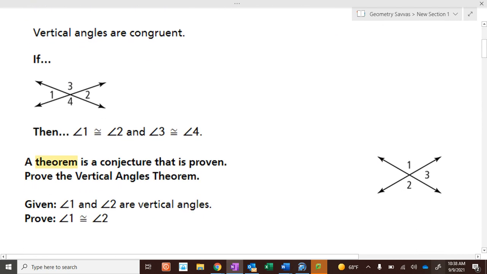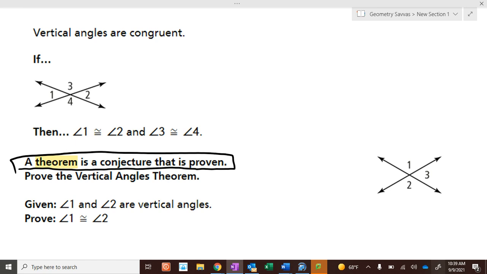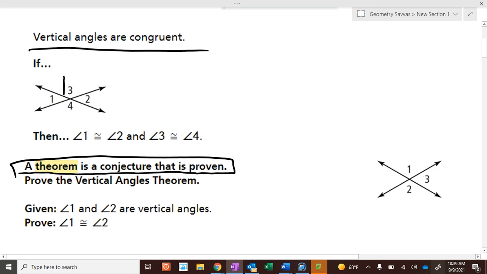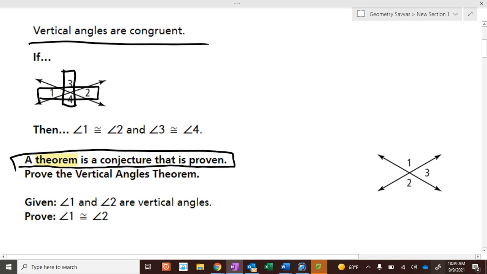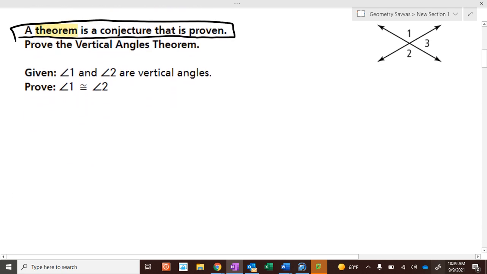But before we do the geometry one, here's a vocab word. A theorem is a conjecture that is proven. Now, our first theorem in geometry is vertical angles are congruent, which says angles 1 and 3 here are the same size as each other. Angles 1 and 2 here are the same size as each other because they're opposite angles. Opposite angles are congruent. Why? Well, we're going to prove why that is in a second here.